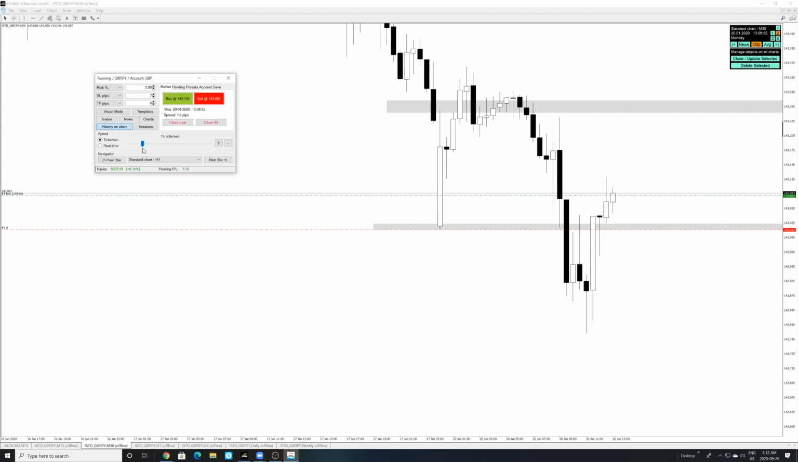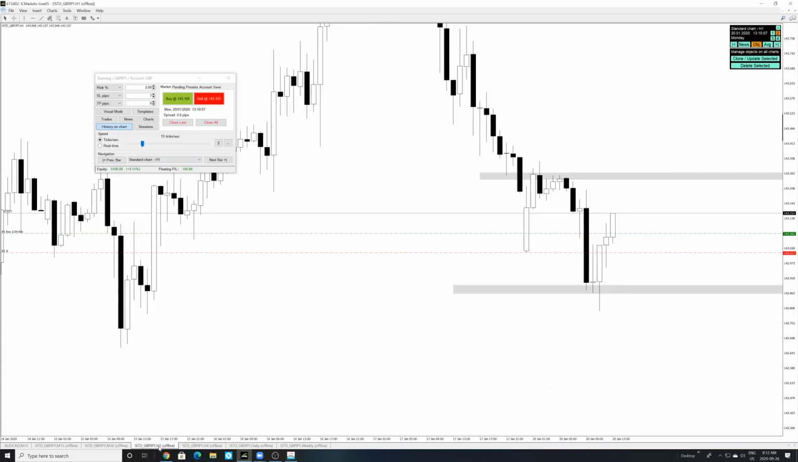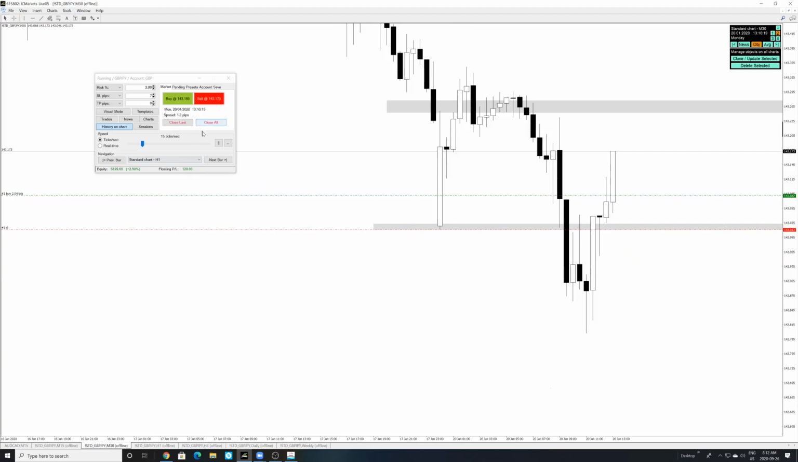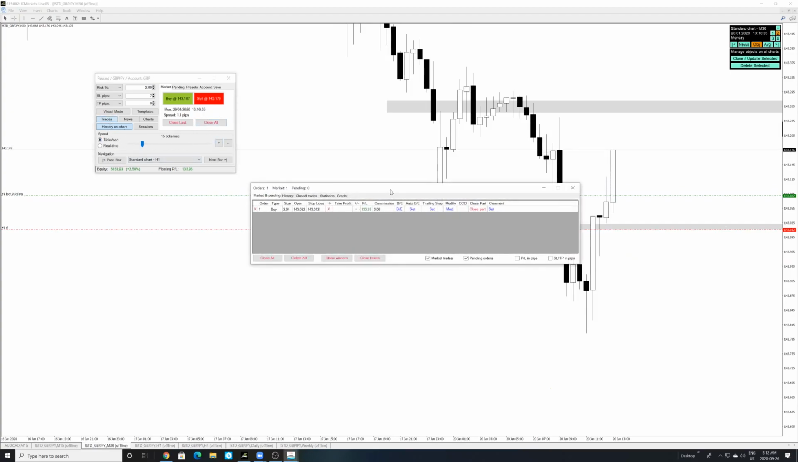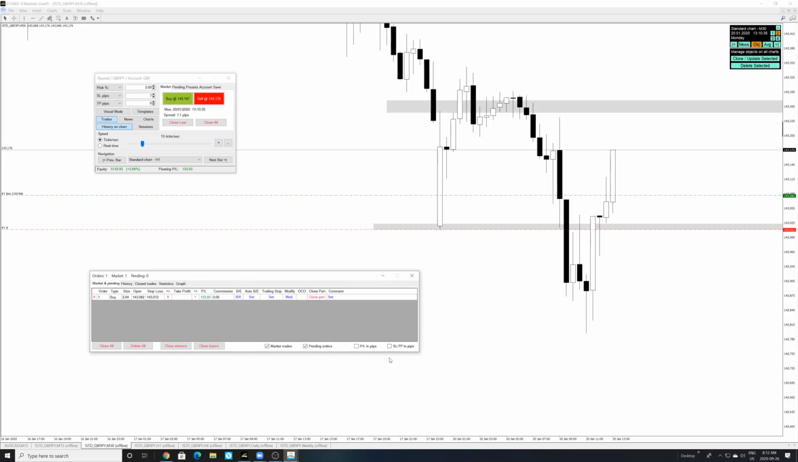Yeah, we're going to wait for it to run up a little bit. Oh, very nice. It's moving bullish. Let's take a look at our trades. We are running at 9 pips.